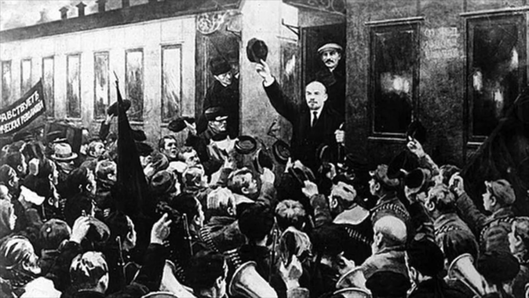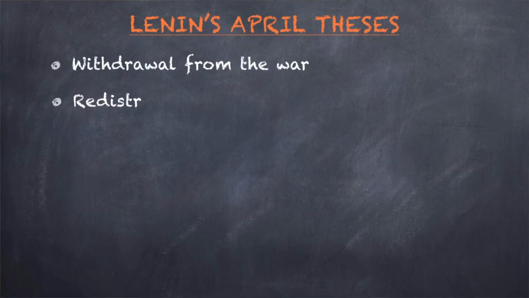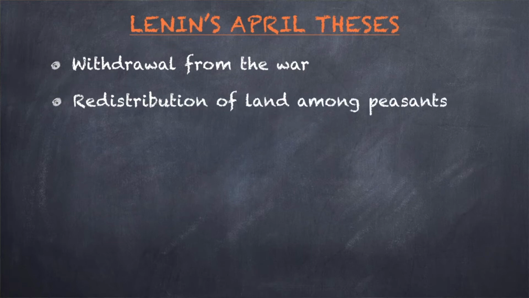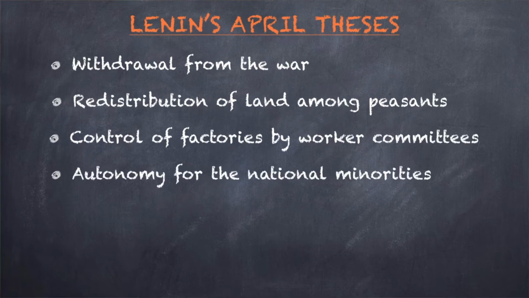Lenin returned to Russia from his 10 years of exile in Zurich and proposed a new political program. It was called the April Thesis. This program was based on different measures: withdrawal from the war, redistribution of land among peasants, control of factories by workers' committees, autonomy for the national minorities, and Soviet government.